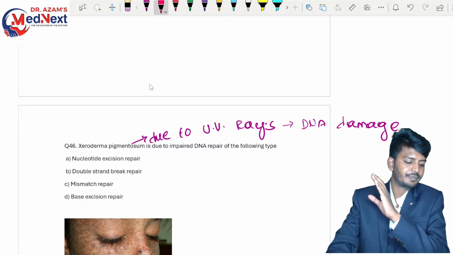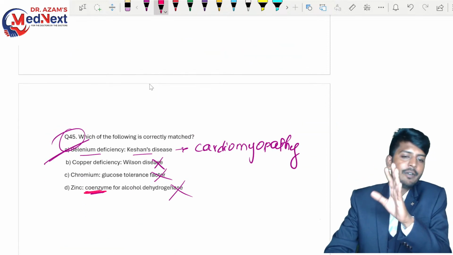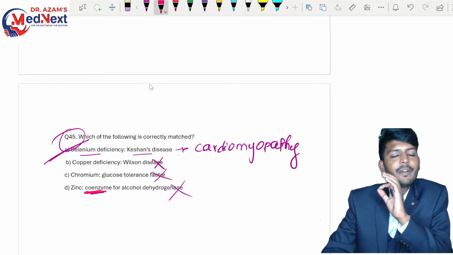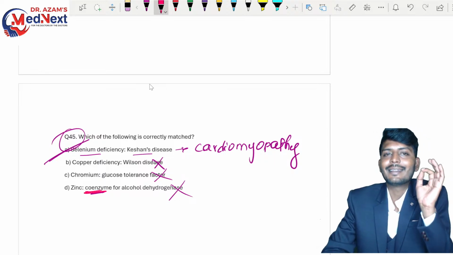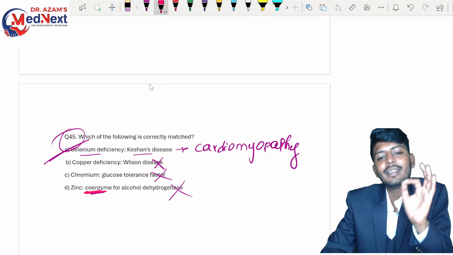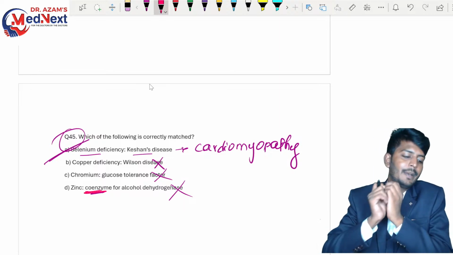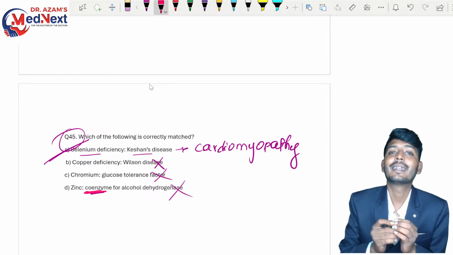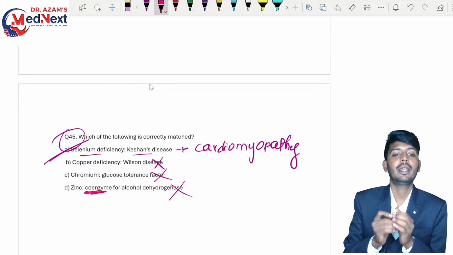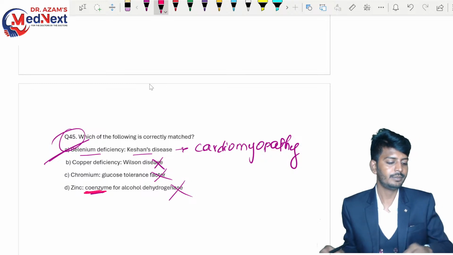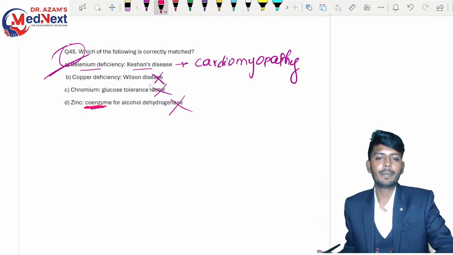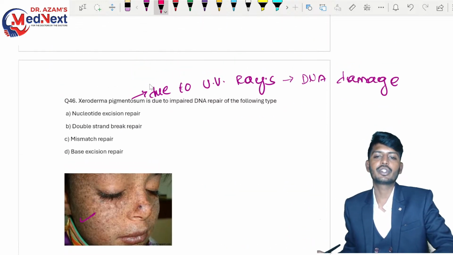I'm going back to the 45th question. Selenium deficiency causes Keshan cardiomyopathy. Copper deficiency causes Menkes disease. Chromium has nothing to do with glucose factor, and zinc is not a coenzyme, bacha. Zinc is a cofactor. Please do not get confused. Okay, zinc is a cofactor, bacho, cofactor. Okay. Hope it is clear. Let's go to the 46th question.